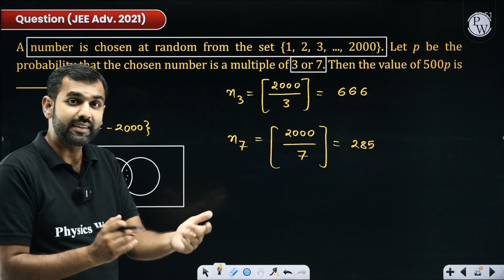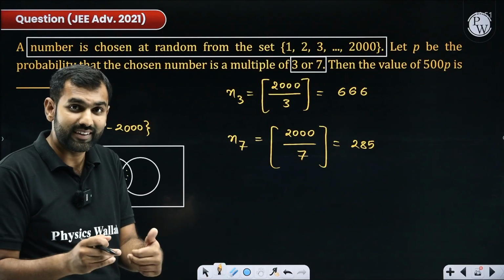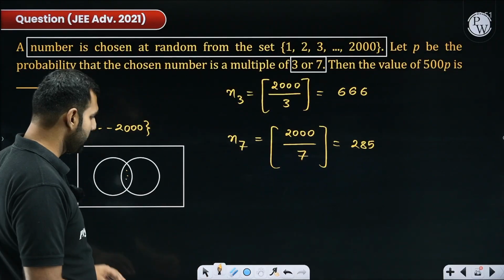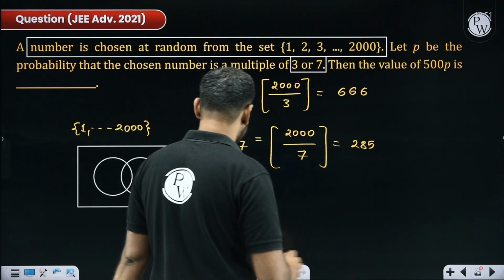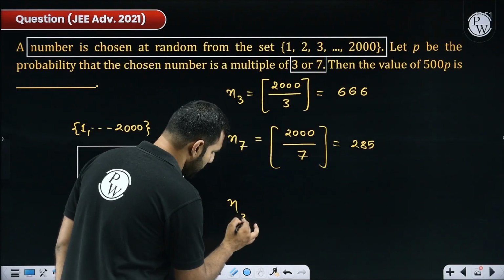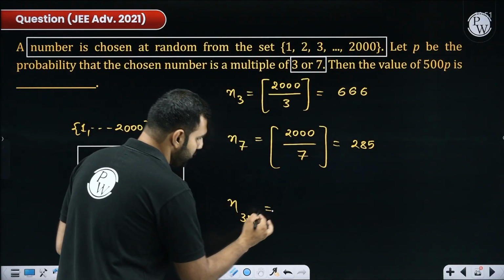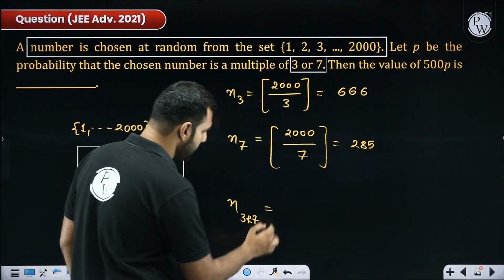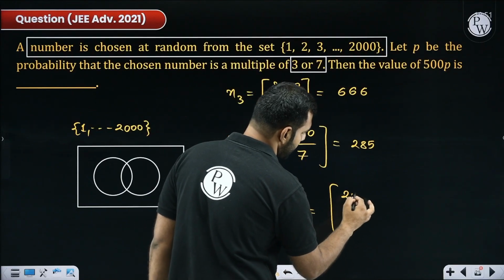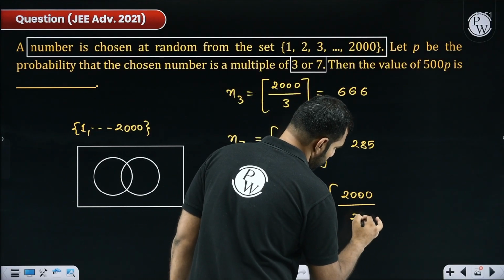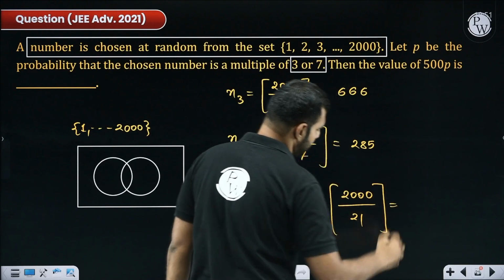NA plus NB minus NA intersection B, that is NA union B. So that's exactly what I'm trying to suggest here. With that, let me find NA intersection B. NA intersection B means divisible by 3 as well as 7, so the numbers which are divisible by both 3 and 7, which means the numbers divisible by 21. That will be attained by GIF of 2000 divided by 21. Yes or no?